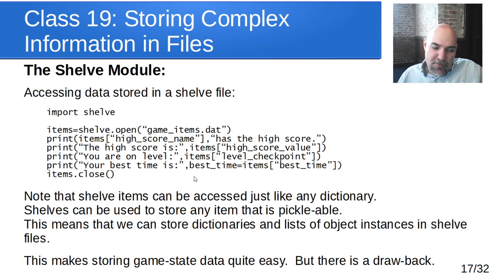So note that shelf items can be accessed just like any dictionary. The going to the file and from the file, the pickling and unpickling, is done behind the scenes by the shelve module automatically. And shelves can be used to store any item that is pickleable. So that means you can store dictionaries, lists of object instances, strings, numbers, lists of tuples, pretty much anything that you could run through pickle, you can stick into there. And the reason that that works is because it uses pickle behind the scenes.